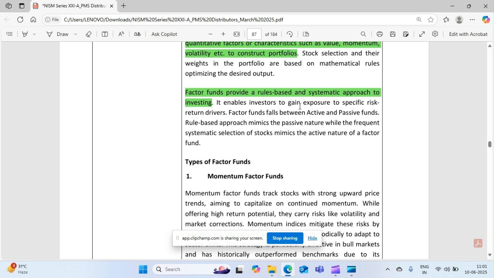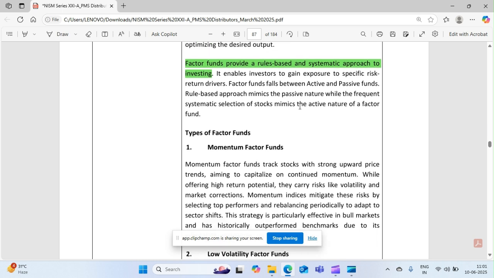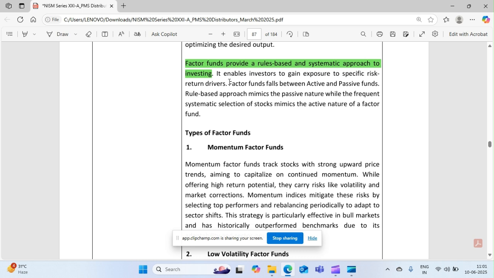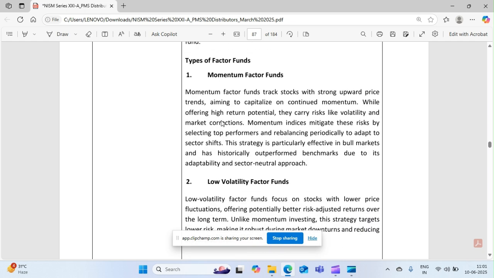Correct. It enables investors to gain exposure to specific risk return drivers. Okay, and factor funds fall between active and passive funds. Okay, so that's one very important point. They are neither active nor passive, they're somewhere between that. You can have momentum funds. Okay, these are the types of factor funds.